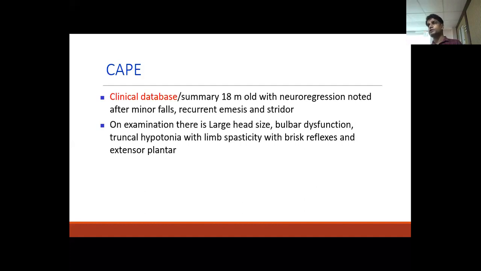So we have a child with a large head. We have a child with a bulbar dysfunction. We have a child with truncal hypotonia, with limb spasticity, with brisk reflexes and extensor plantar. So that is a clinical summary of the case. That is what C stands for, clinical summary. Then A is anatomical localization. So where would you localize this condition?